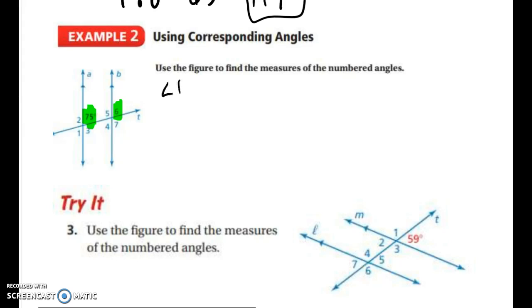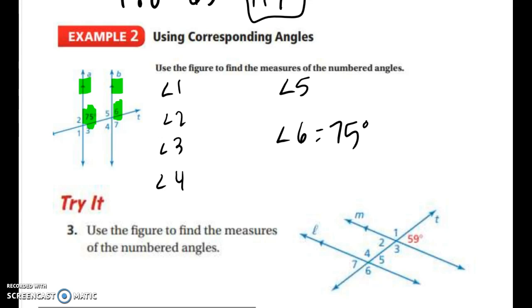So we're going to find angle 1, 2, 3, 4, angle 5, and angle 6. And we know that angle 6 has to equal 75 degrees because they are corresponding and both of them are parallel lines.